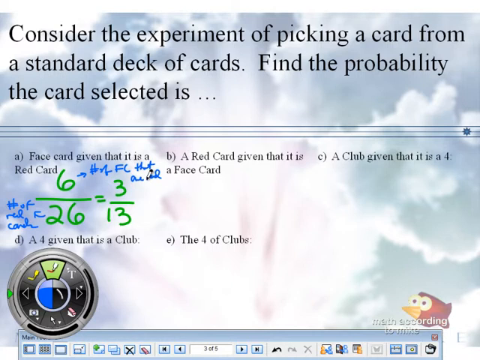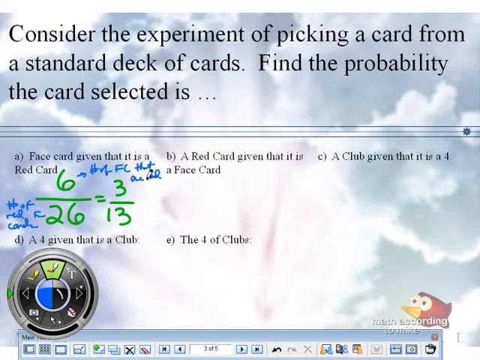Part B is tasty. Part B, a red card, given that it is a face card. Well, a lot of students like to take the answer to part A and put the reciprocal, 26/6. But that's like saying the chance of rain is 400%. Can your numerator be bigger than your denominator? No, so don't ever do that. That's bad.